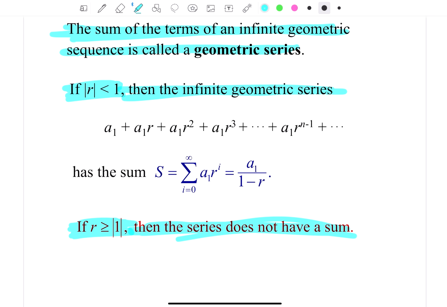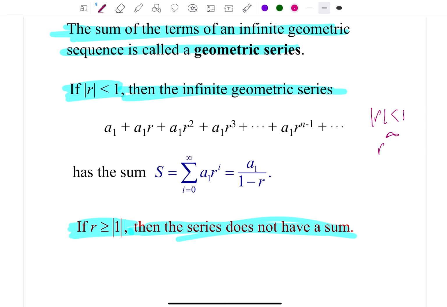So if the absolute value of r is less than 1, and we raise r to the infinite power, that number is almost going to be gone. Think about 1/2 to the 100th power. What is that equal to? Let's go ahead and check out 1/2 to the 100th power. That's going to be an extremely small number, so that's approaching 0.